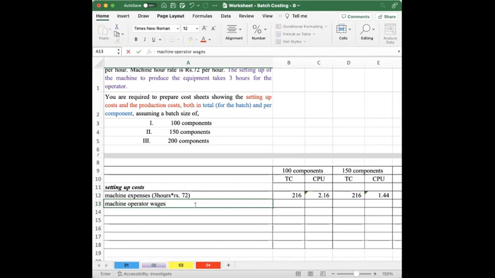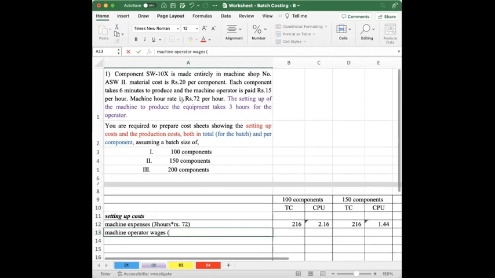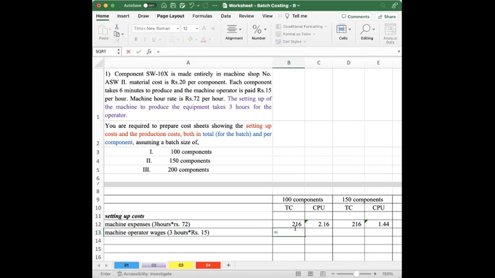Machine operator wages, what does it say? They say the setting up of the machine to produce equipment takes 3 hours. Then the operator's wage rate: the machine operator is paid 15 rupees per hour. So 3 hours into 15 rupees per hour. Now let's find out the total cost. 3 times 15 will be 45.